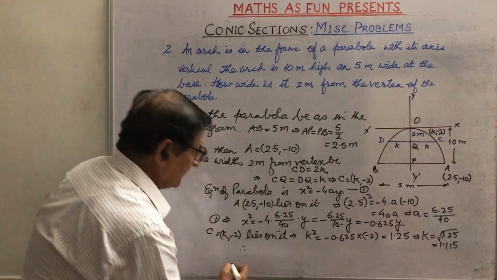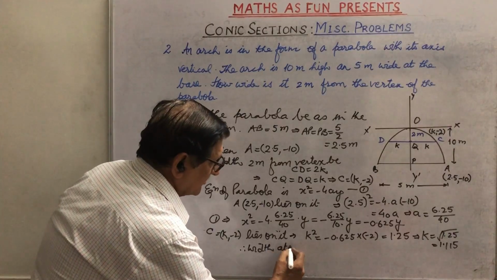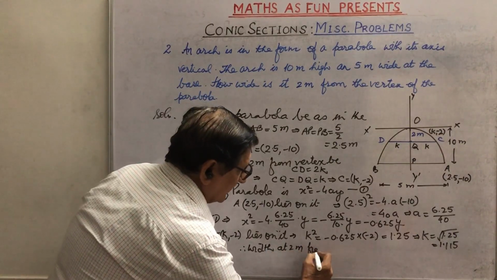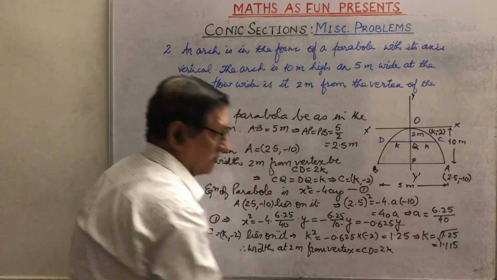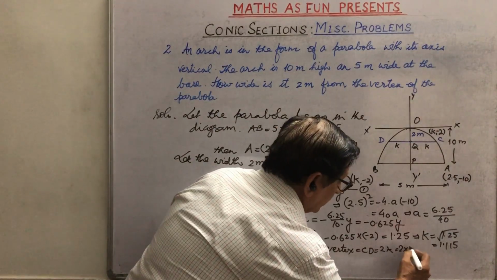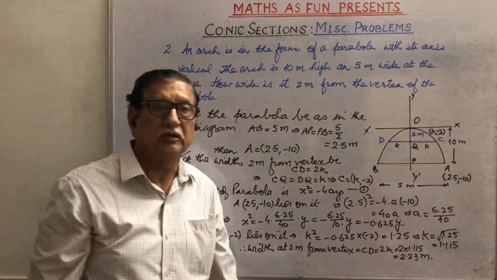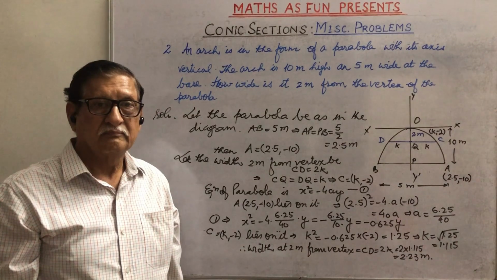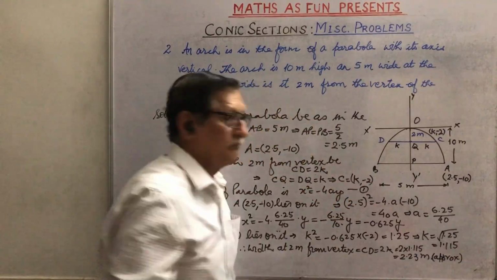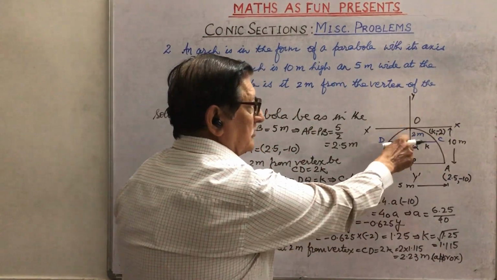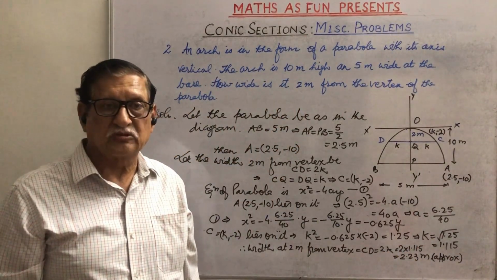It means we are getting here the width at 2 meters from vertex is equal to CD, that is equal to 2k. That is equal to 2 into 1.115, or we can say 2.23 meters approximately. We could find out that the width at the distance 2 meters from the vertex is 2.23 meters approximately.